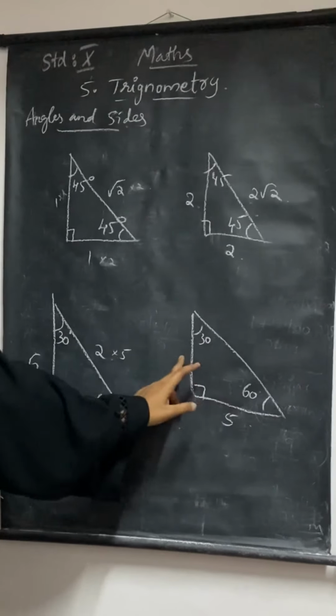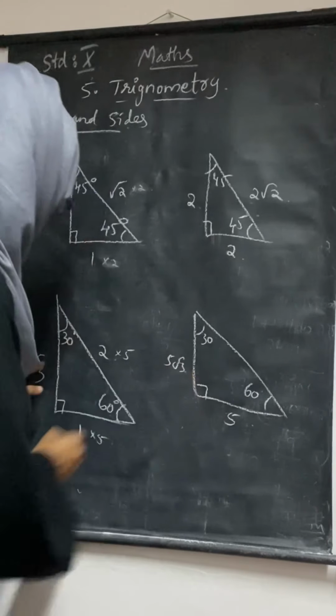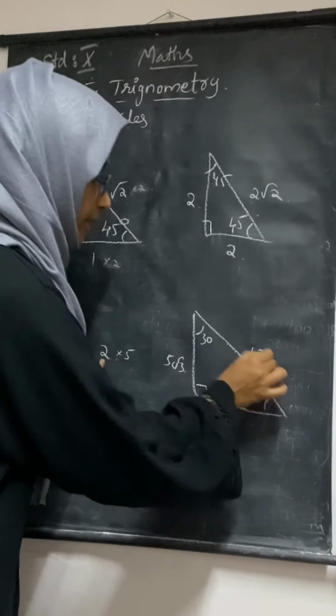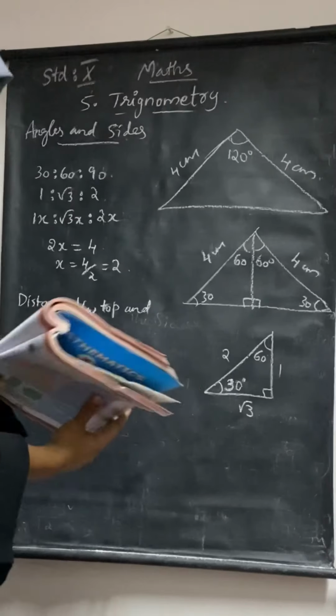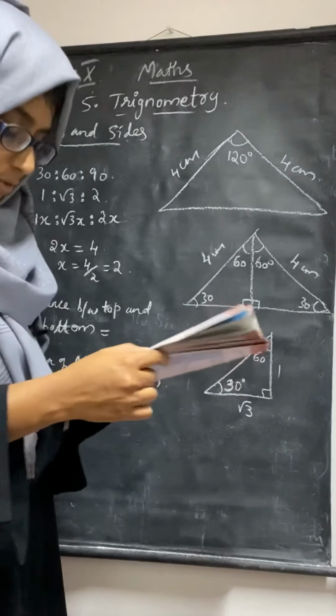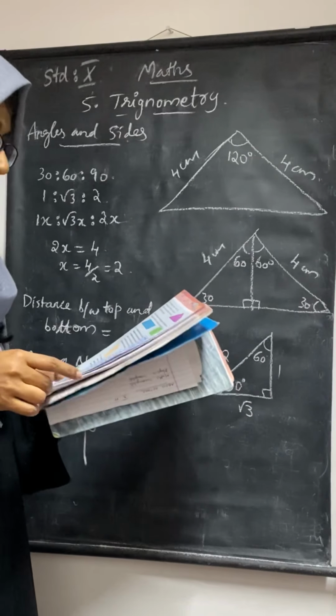So 60 is opposite what? 5 into root 3, 5 root 3 you will have. Now 2 into 5 is 10. Like this you have. So this is the way you are going to find out the answers. Based on that triangle, we are going to find out one problem. Page number 103. First question.